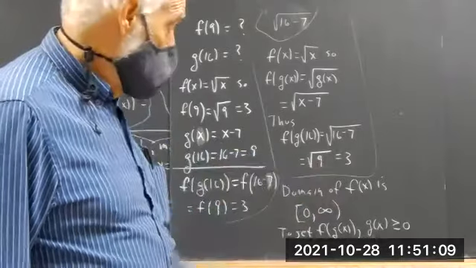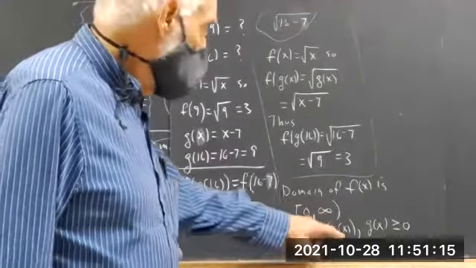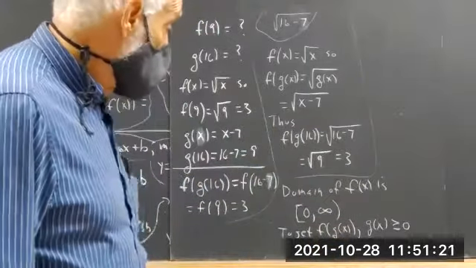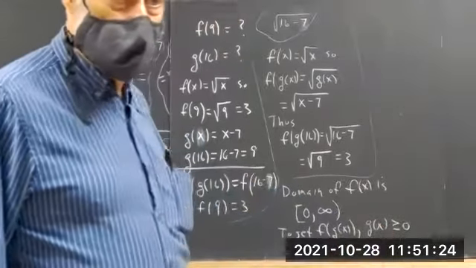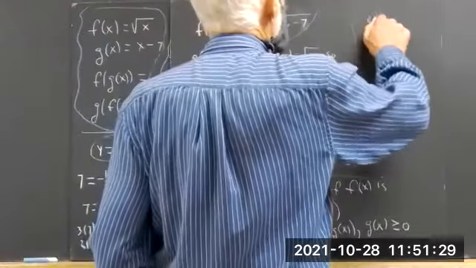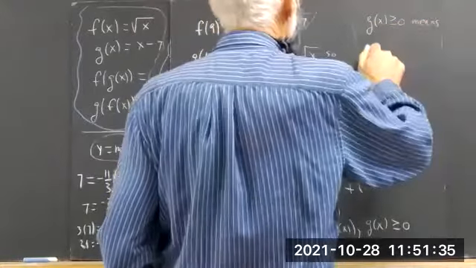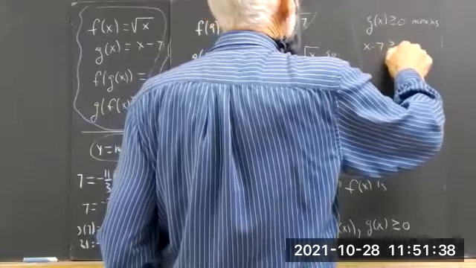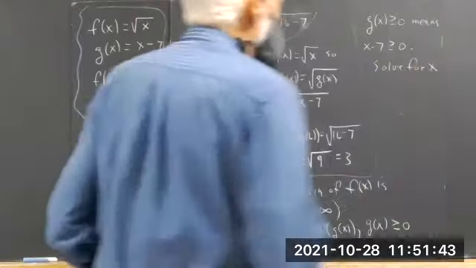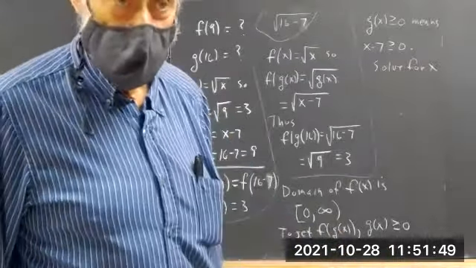Okay? So since the domain of f of x goes from 0 to infinity, the value of g has to be between 0 and infinity, inclusive of the 0. So g of x has to be greater than or equal to 0. But we can write that as an inequality. Now, that's an inequality. It's a very easy inequality to solve for x. Just add 7 to both sides.